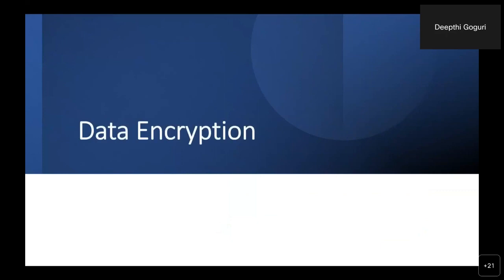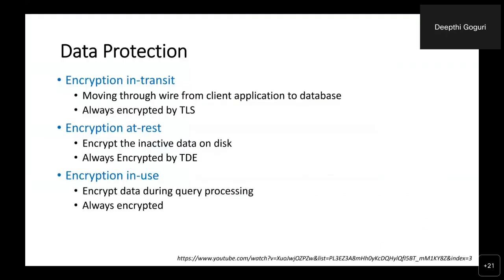Now let's talk about the data encryption. This is another in-depth layer of security that we have in Azure. So we have three flavors in it: encryption in transit, encryption at rest, and encryption in use. Encryption in transit means when your data is being moved from the database to the application and from the application to the database, while the data is being moved, it has to be protected.